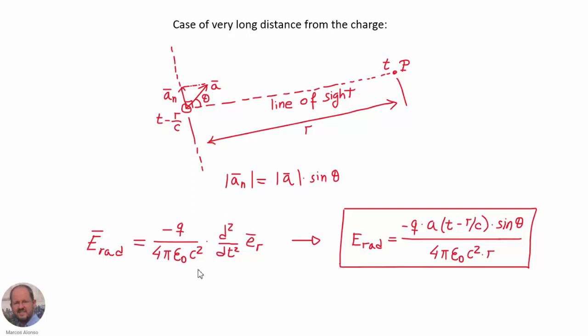So from this expression here, which is the general expression, we can obtain this expression here in which the acceleration is this value here. So we have to consider the retarded acceleration and multiply it by the sine of the angle theta and divide by the distance r, which is the distance of the particle at the retarded time when the radiation was emitted from the particle.